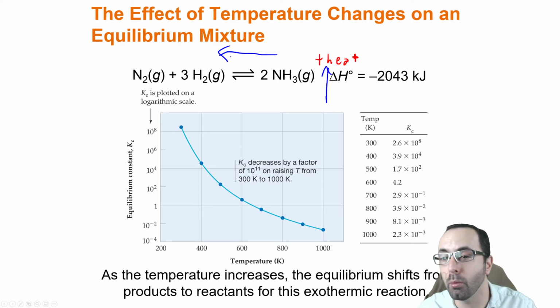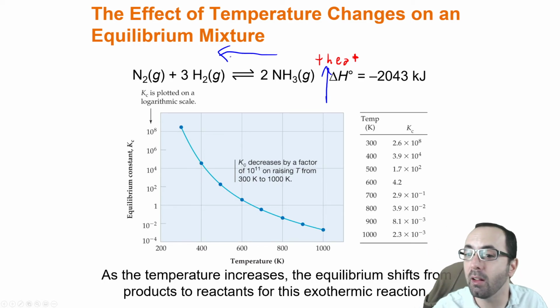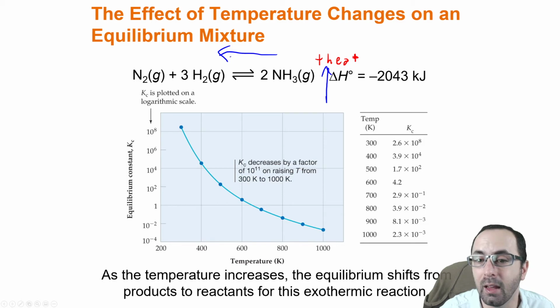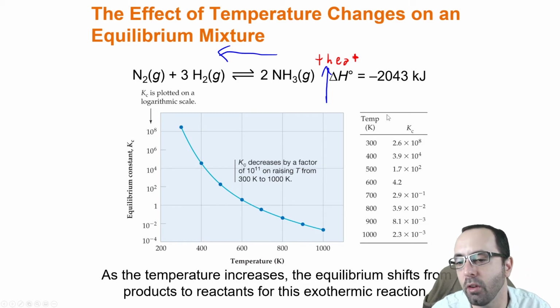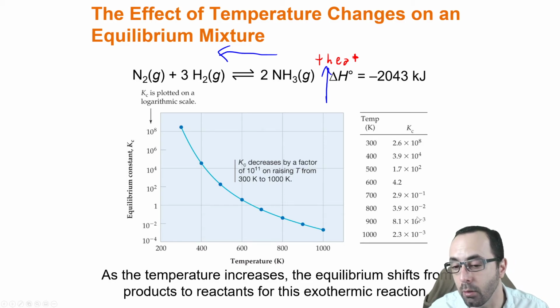Because when the reaction goes to the right, it produces heat. If it goes to the left, it will consume that heat. And so what you can see as a result here for the equilibrium constant is that as the temperature gets higher and higher, the equilibrium constant gets lower and lower. And this is a really important thing in a reaction like this.